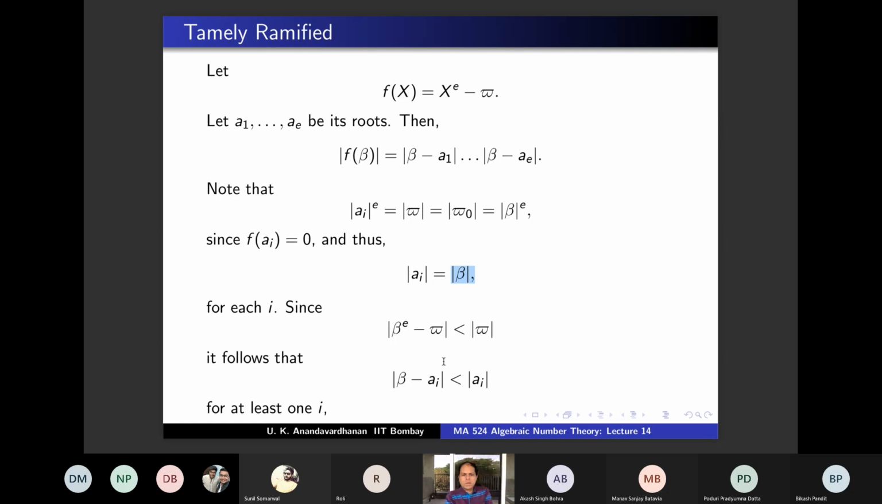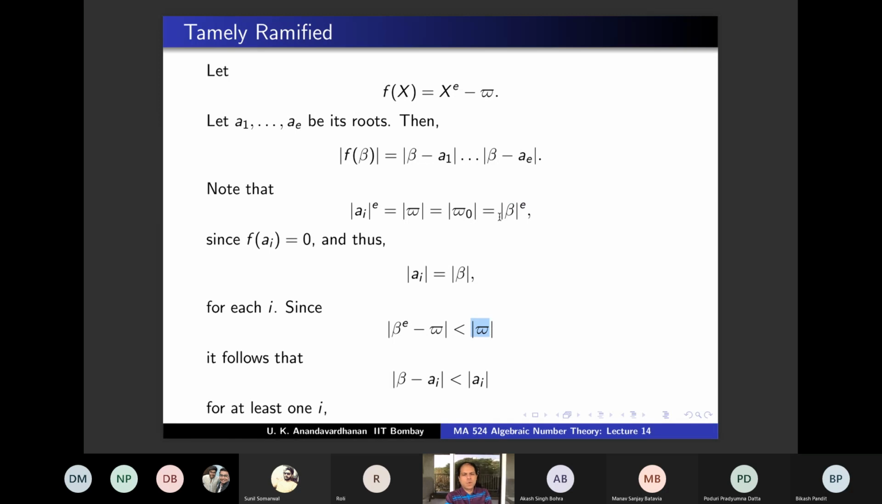What is the argument? If this was not the case, you will get the right hand side to be bigger than mod beta power e, because the product is mod beta power e. But what is mod beta power e? Mod beta power e is same as mod pi, right? Product is bigger than mod beta power e, but mod beta power e is same as mod pi, no?